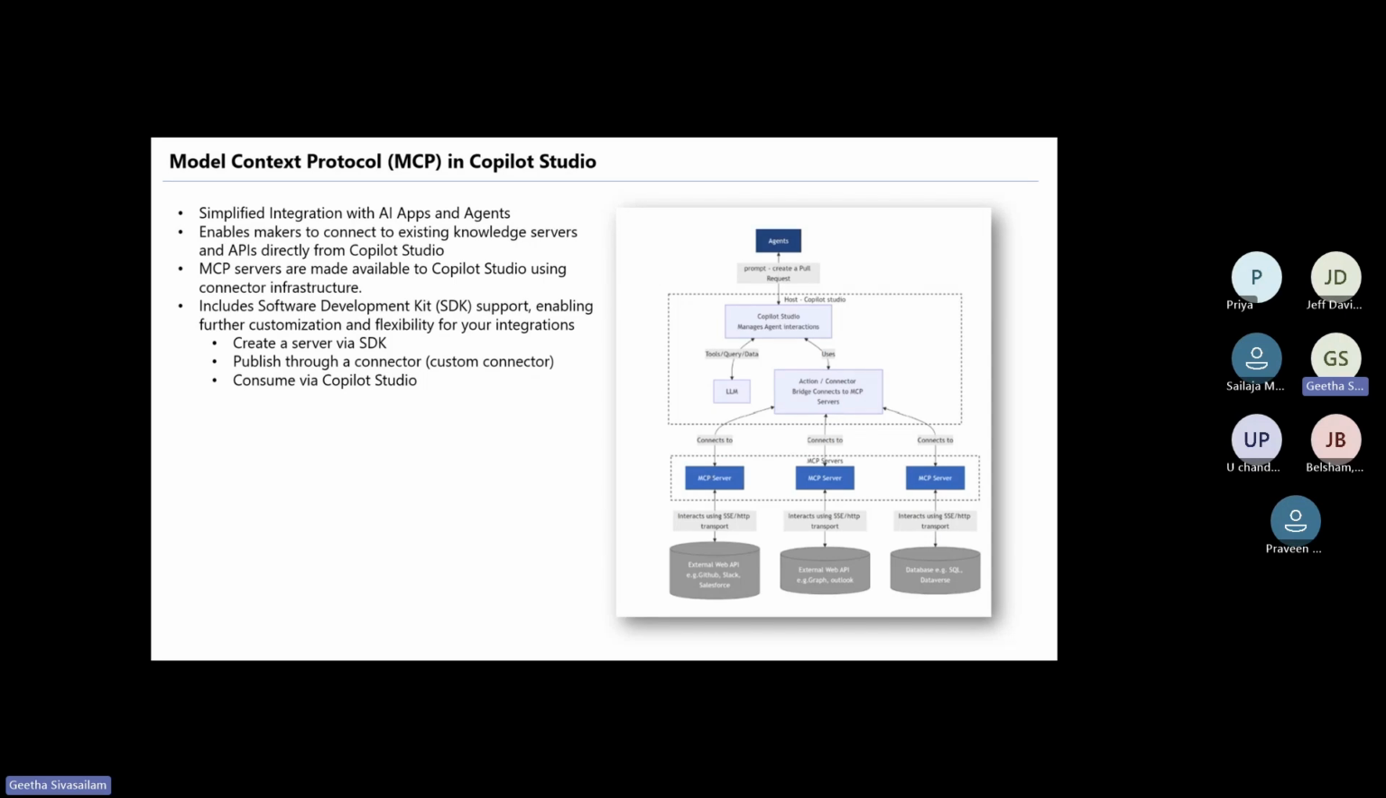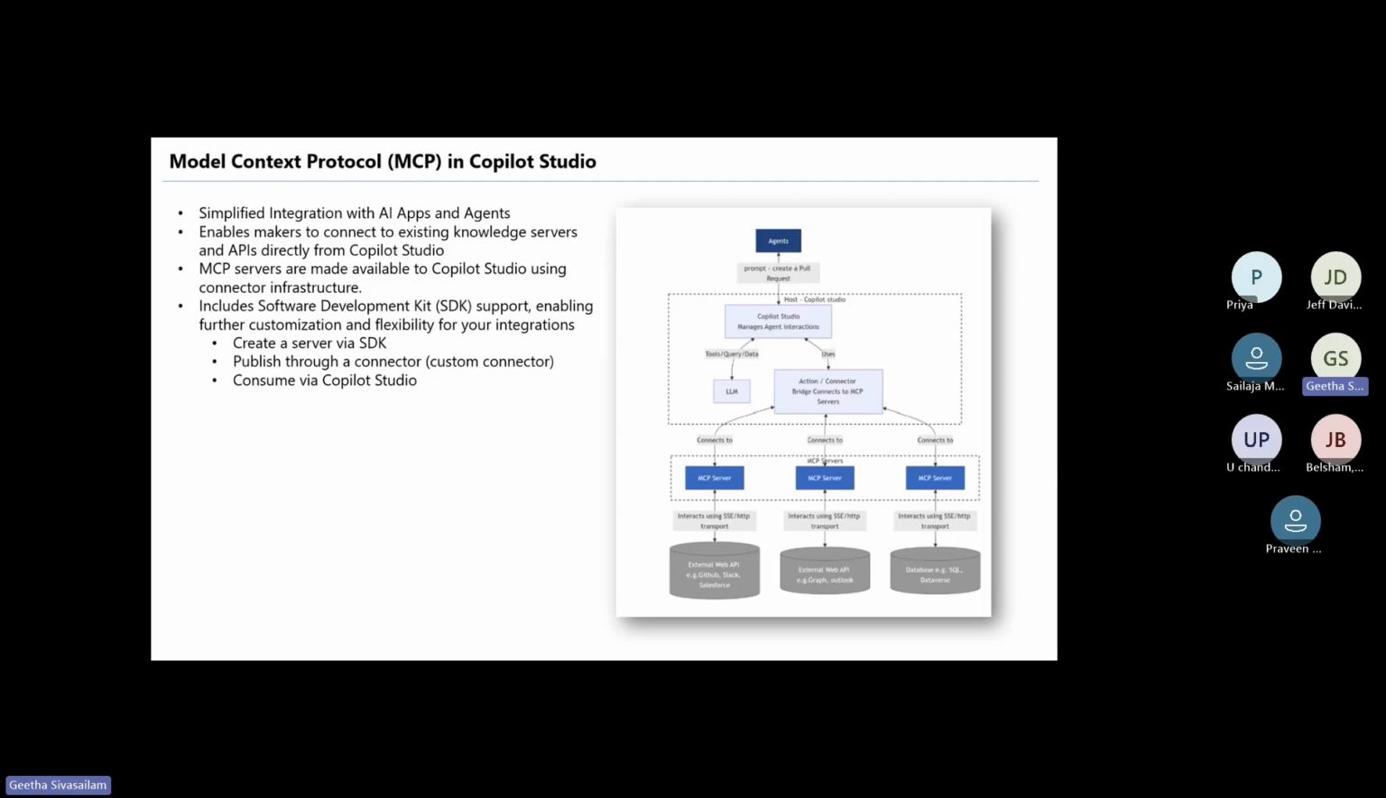Now, this offering does include software development kit support, which allows you to have further customization and flexibility within your integrations. You can create your own Model Context Protocol server. For that, what you need to do is integrate Copilot Studio with MCP via one of the SDKs. That will serve as your foundation for handling your data and models. You can also tailor the server to your specific needs, and in turn, you can allow handling of custom model types and data formats as well.